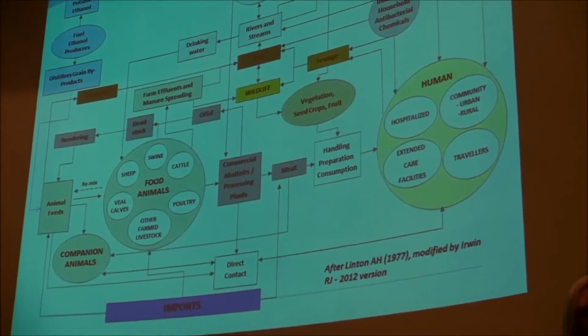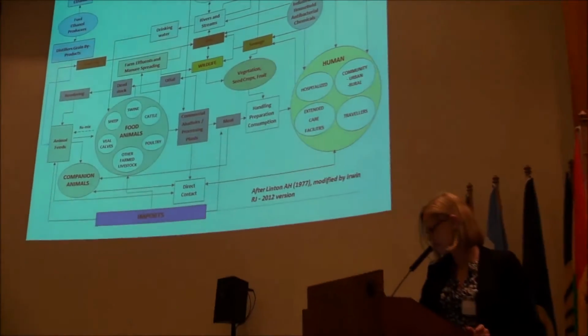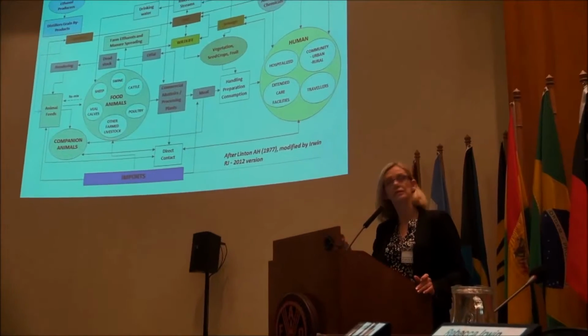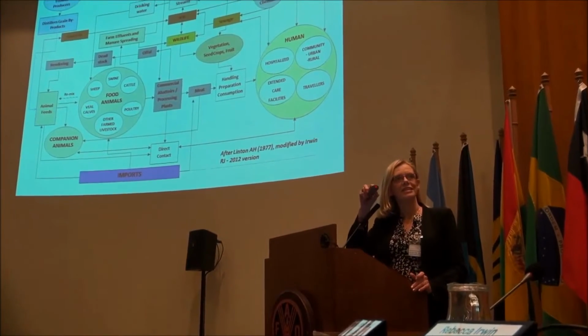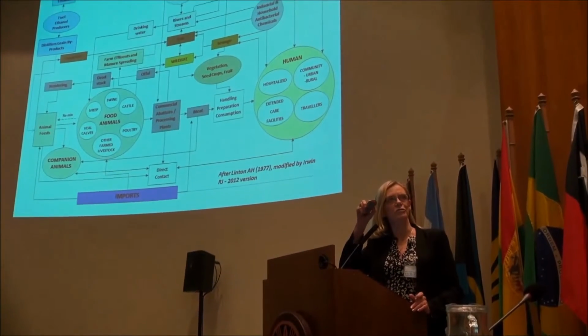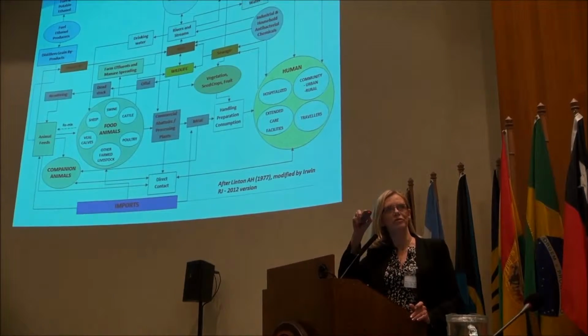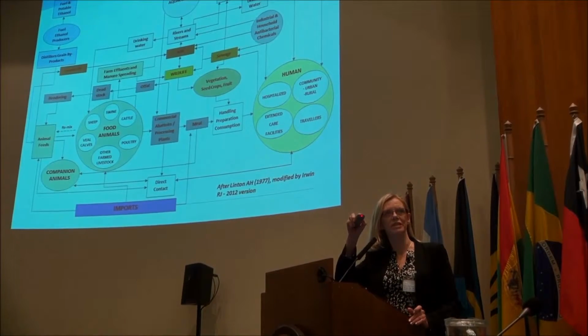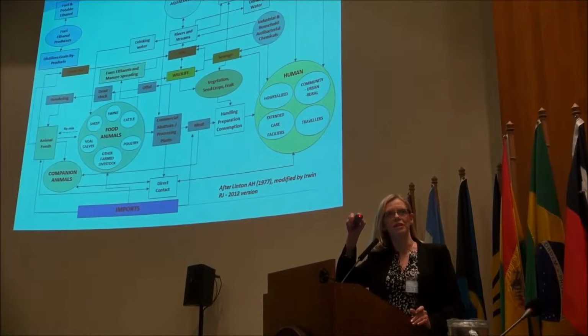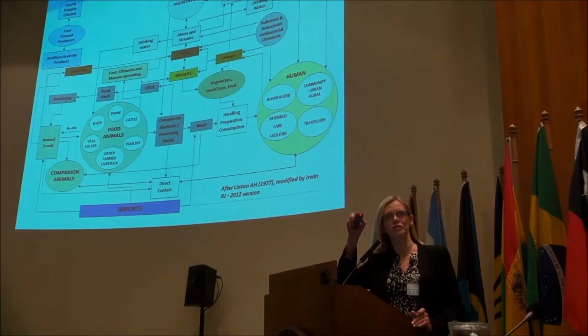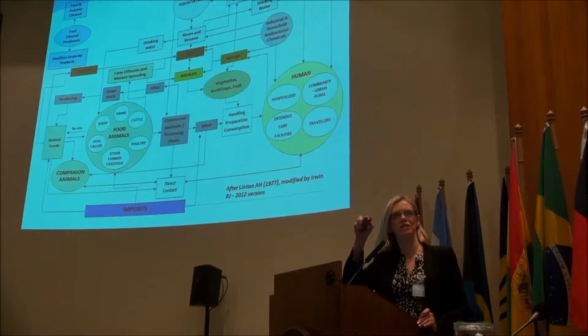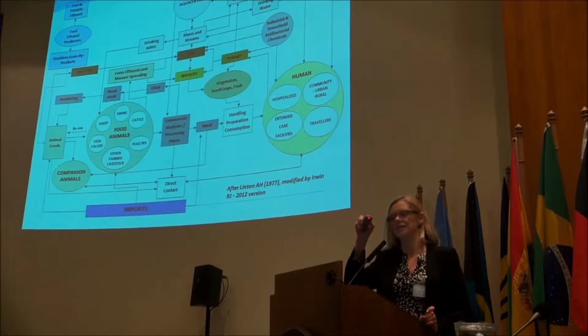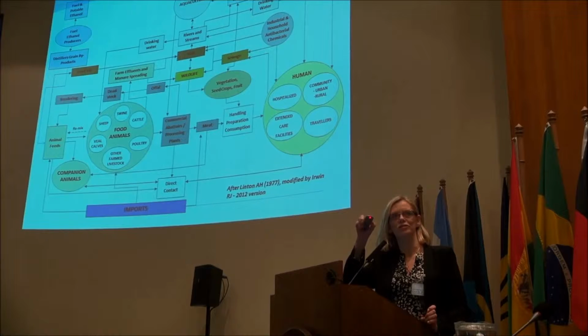And so as you can see from the arrows that go back and forth, is there a pointer up? Yes. So we have the food chain here, which is obviously moving through abattoirs to retail meats and then to the human population. But we know antimicrobials are used extensively in hospitalized patients, in community extended care facilities, and to treat travelers, etc.